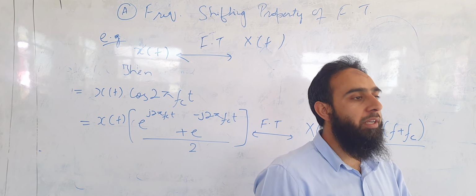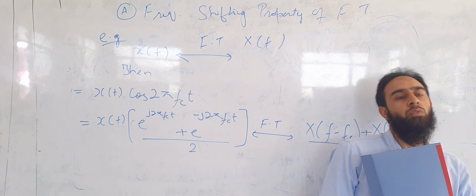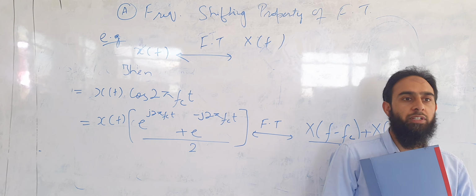It gets modulated. So in order to modulate any signal x of t, we multiply it by a cosine function.